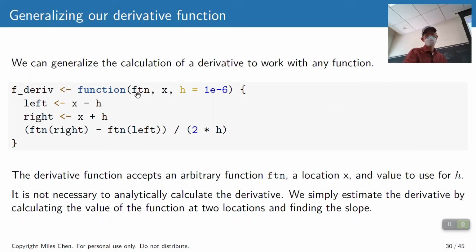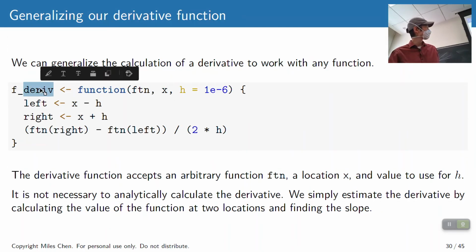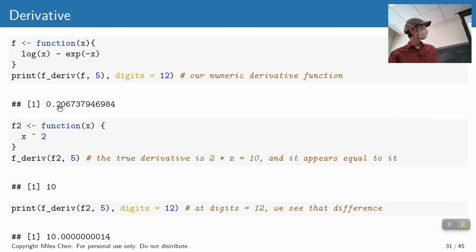Okay, and again, we're just going to pass in whatever function we have, just some arbitrary function, and this is it. This will give us an approximation to the derivative. We don't actually have to analytically calculate the derivative at all. We just estimate it by doing this. So here is my function f, log of x minus e to the negative x, and I'm going to plug f into the derivative function, calculate this, and I get my approximation, 0.267376984, okay?